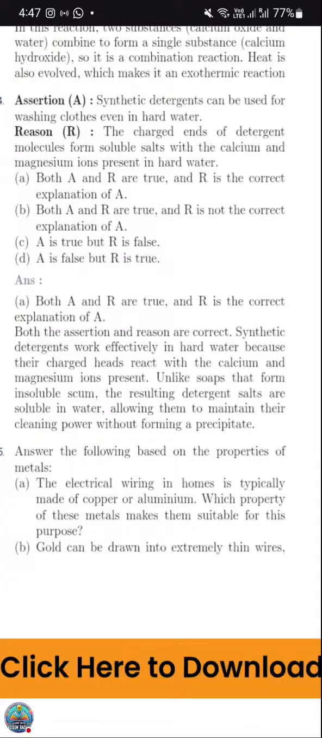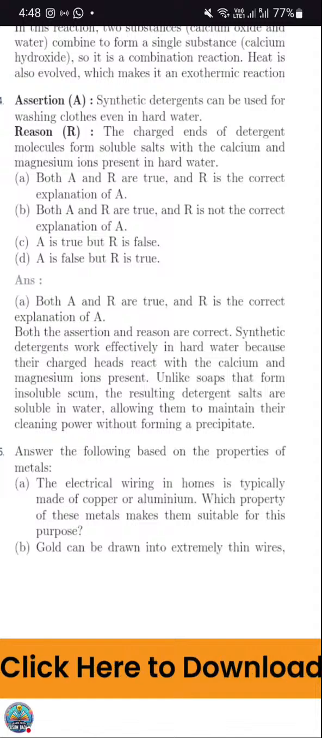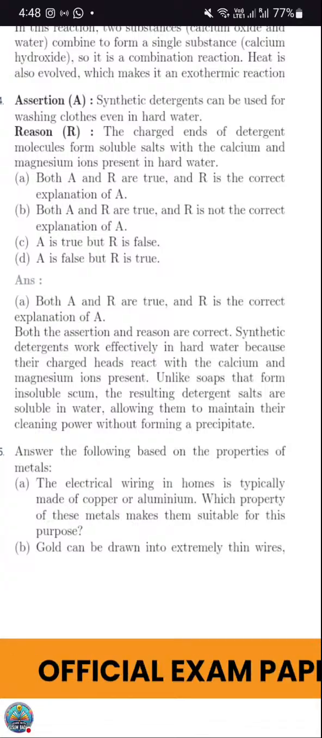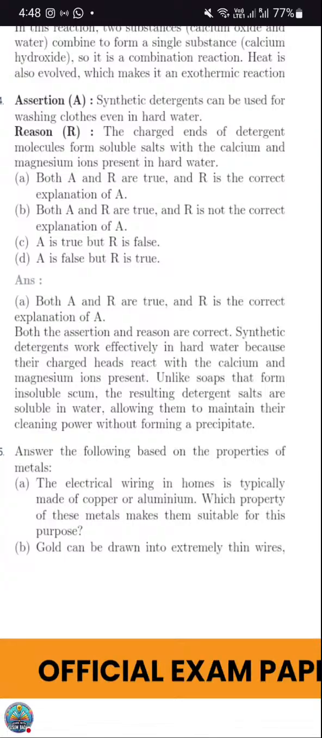24th question. Assertion: synthetic detergent can be used for washing clothes even in hard water. If you have this concept clearly in your mind, detergents are used because they do not form any scum. Detergents are used in washing with hard water. Reason: the charged end of the detergent molecule forms soluble salt with the calcium and magnesium ions. So they are forming soluble salt. So they are not forming precipitate. Correct explanation. So here both A and R are true and R is the correct explanation.